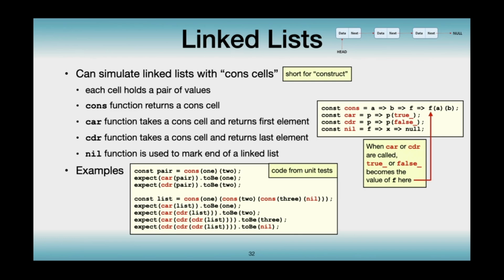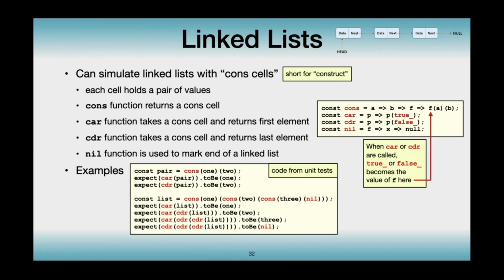And then this car function is just like my first function that we saw for pairs. And the cdr function is just like that second function. And then I'll say, well, nil is a function that no matter what I give it, it returns this null value. And it's null here because that's a keyword in JavaScript that I could use. An example of using this is I could say, okay, let's create this pair with my cons function, and I'll put 1 and 2 inside there.